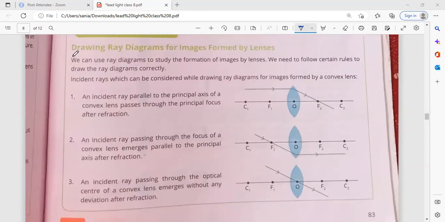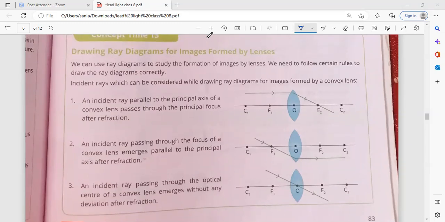So you will write the heading: drawing ray diagrams for images formed by lenses. We can follow this, first, second, third. You will draw this diagram as well, because sometimes instead of reading all this, you can just say that if your incident ray is parallel, then it will go through F2. If your incident ray passes through F1, it will become parallel once it gets refracted. If your incident ray passes through the optical center, it won't divert, it will go straight.